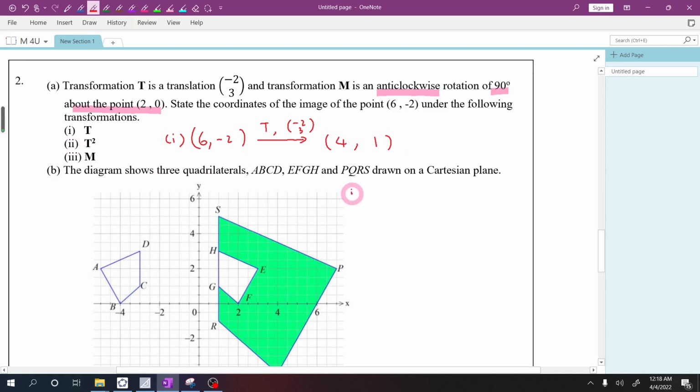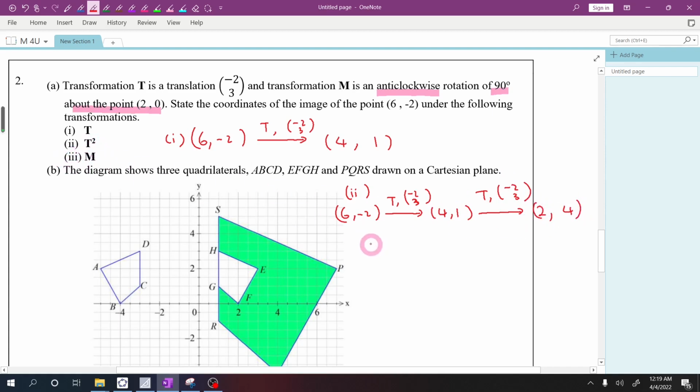How about this one? Okay, this T squared, you need to be more careful. Some students take this one and square it, which is not correct. You can't do it this way. So T squared just means 2 times of this. First time, which is this one, (4, 1). One more time again, same translation. 4 minus 2, you will get 2. 1 plus 3, you will get 4. Okay, so this is the answer for part 2.